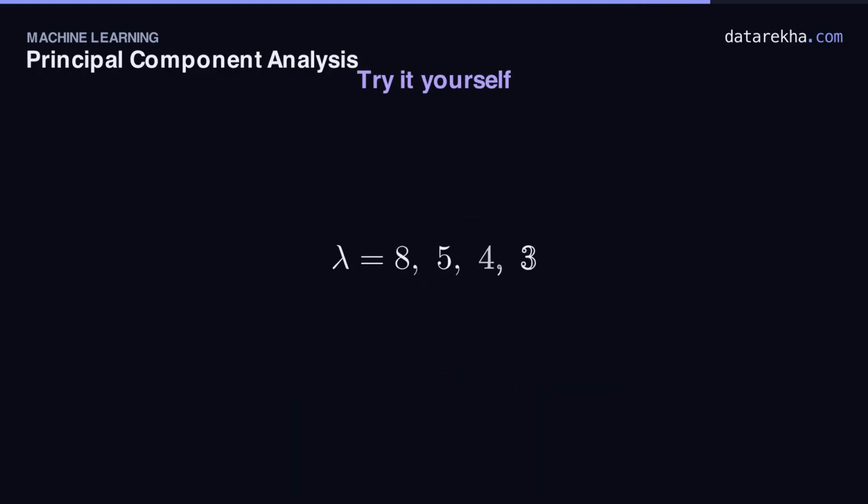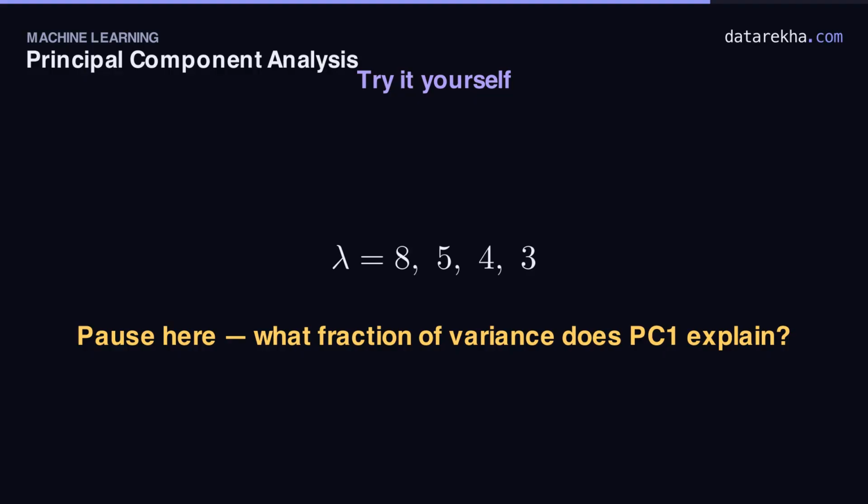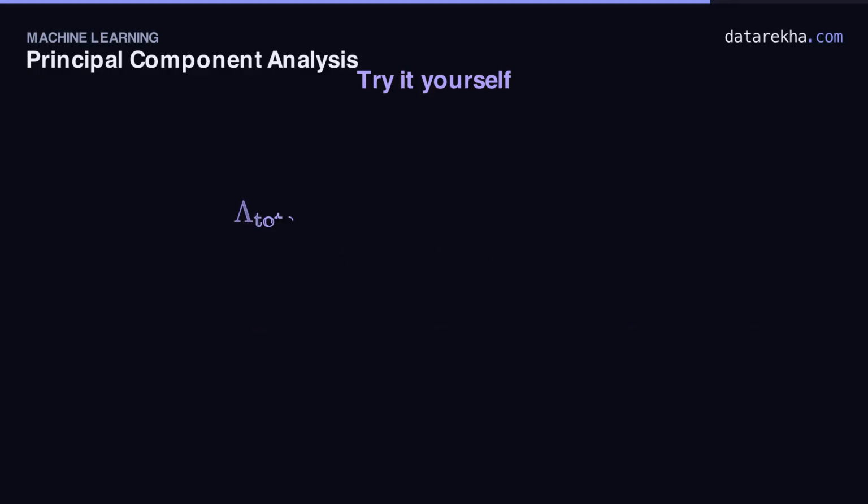Your turn. A 4-dimensional dataset has covariance eigenvalues 8, 5, 4, and 3. Pause the video and work out what fraction of the total variance the first principal component explains. I'll wait. Here's the walkthrough.